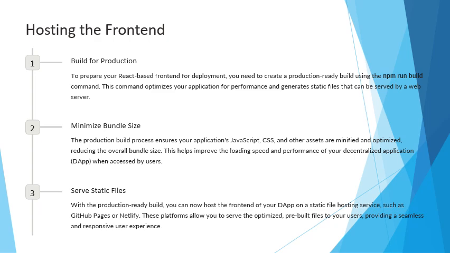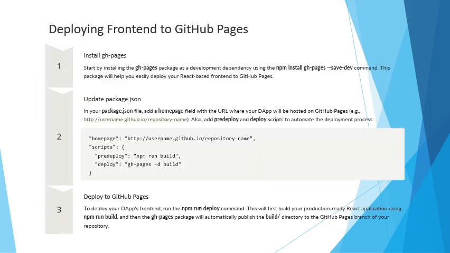We then serve the static files. With the production-ready build, you can now host the front end of your DApp on a static file hosting service such as GitHub Pages or Netlify. These platforms allow you to serve the optimized pre-built files to your users, providing a seamless and responsive user experience.